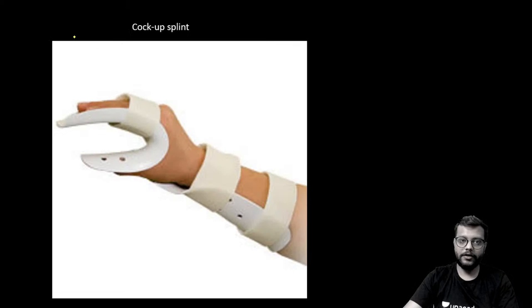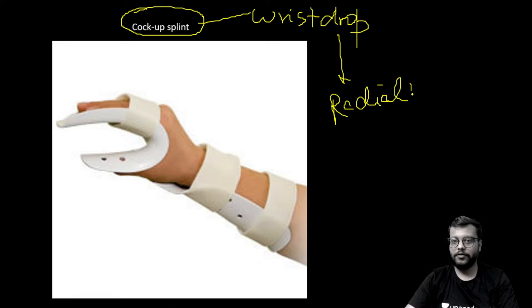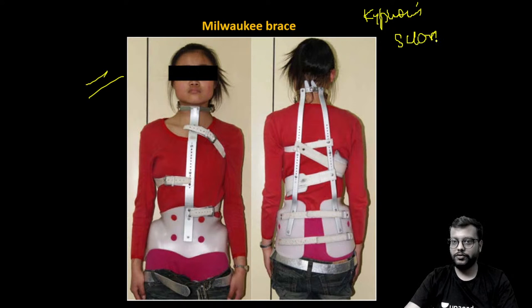Now, the cock-up splint, what is it used in? It is used in wrist drop due to radial nerve injury. Okay, now this is the Milwaukee brace, it is used for the treatment of various conditions like kyphosis and scoliosis also.